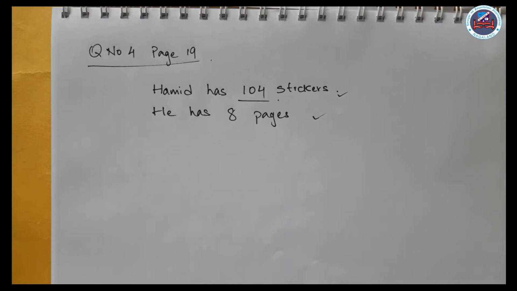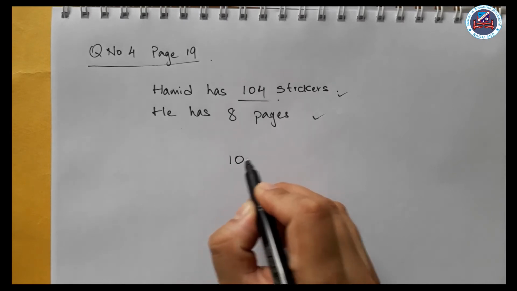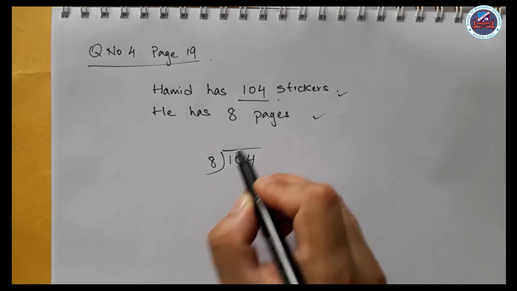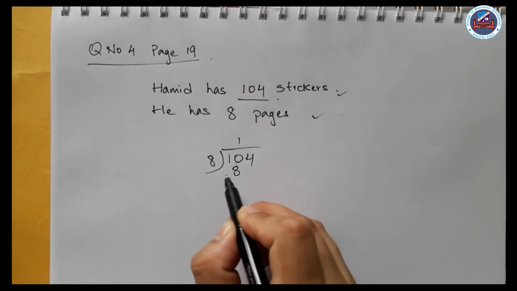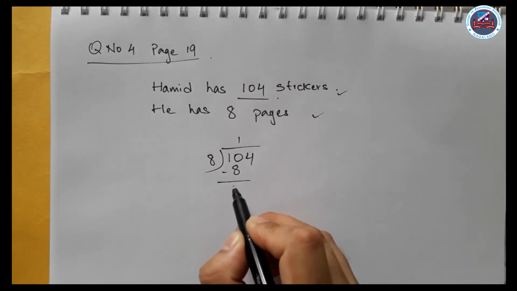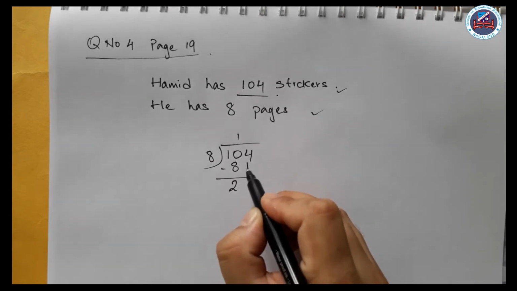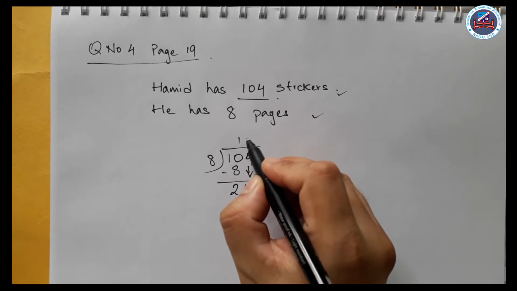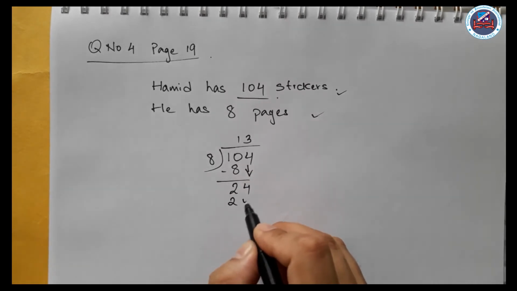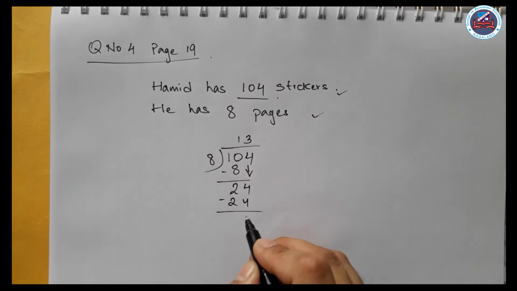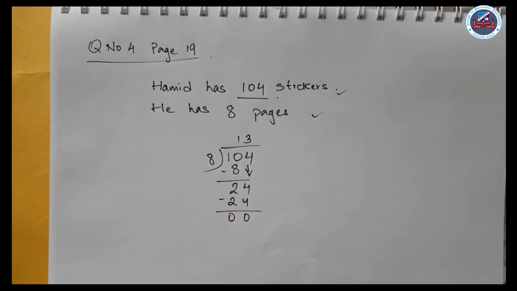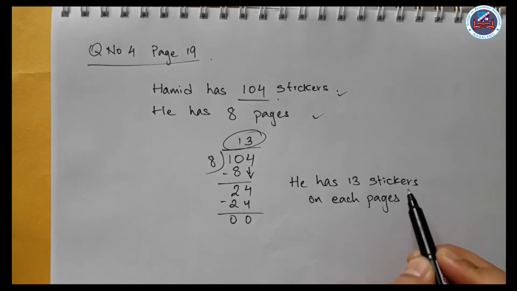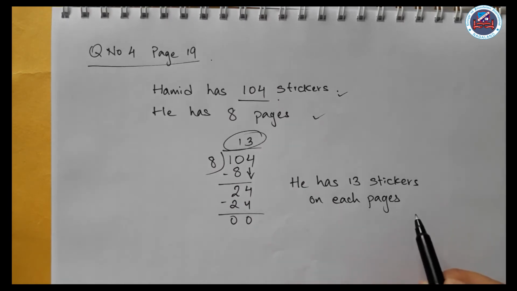What you need to do is simply divide 104 by 8. Now 8 ones are 8. Subtract, 10 minus 8 is 2. Now you bring this 4 down. Now we know 8 into 3 is 24. So you are not getting any remainder. So you can say he has 13 stickers on each page.